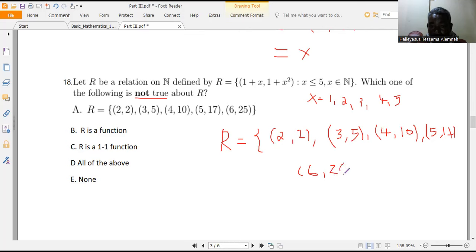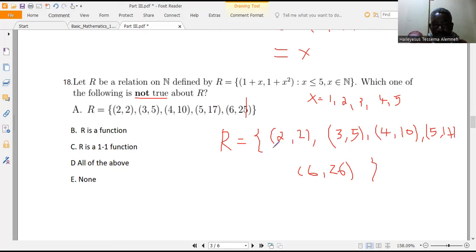So these are the elements. The relation R is (2, 2), (3, 5), (4, 10), (5, 17), (6, 26). R is a function, clearly it's a function, true. R is a one-to-one function, clearly it's one-to-one because every element is mapped to a unique element in the range.